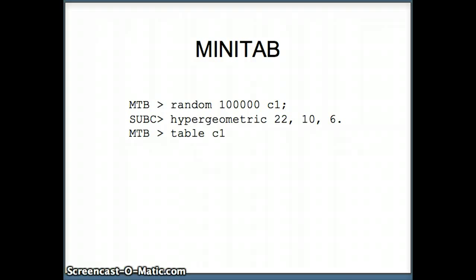Okay, here's a way for us to check this on Minitab. We are going to generate 100,000 numbers, and here's how this works. 22 people total, 10 of those people are men, and we are selecting 6. So the first number is the total in the group, the last number is how many you're selecting, and this number has to describe one of your 2 categories. So we're going to be counting the number of men. So this is going to generate 100,000 different groupings of 6.